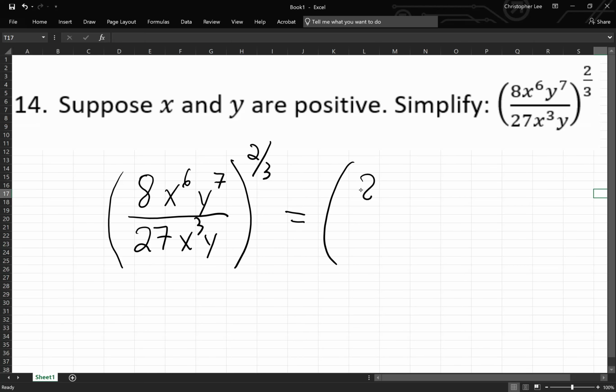Very good. Whenever we divide exponents, we always subtract their powers. So 6 minus 3 is 3. And then what else? This is going to be y to the 6 because always top minus bottom. So 7 minus 1 is going to give us 6. And then we raise that to the 2/3, right? What do I do after that?